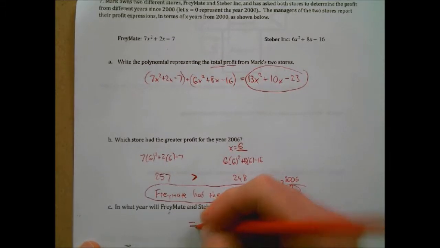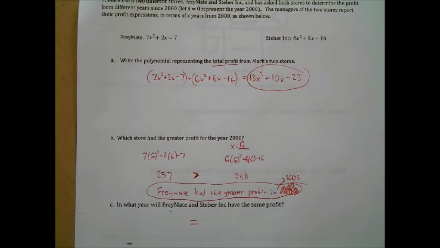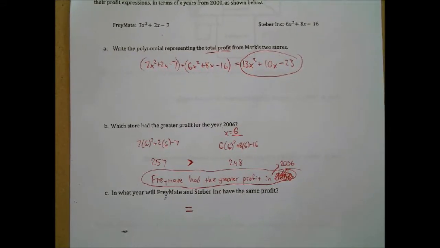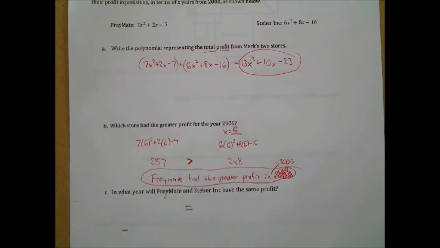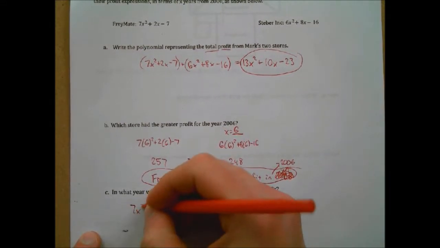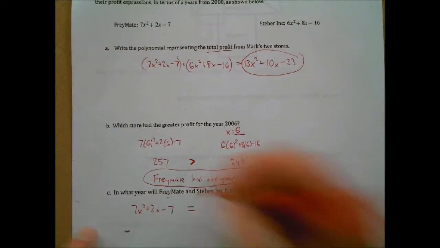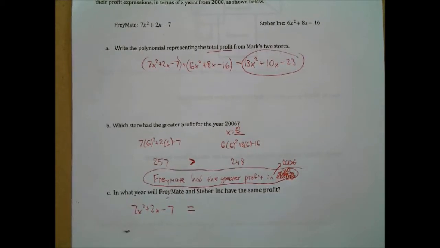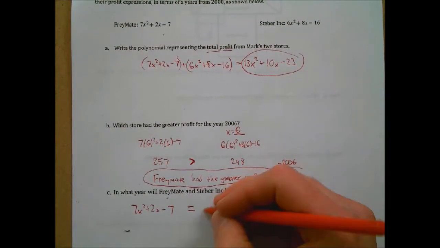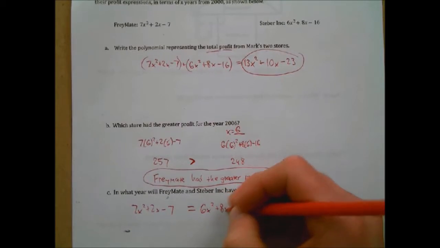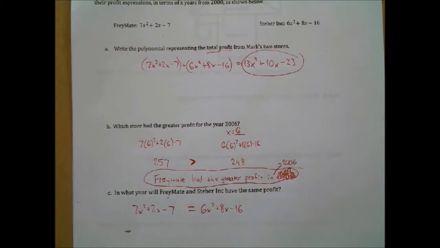What two things do we want to be equal? Yeah, we want Stieber Inc. and Frymate to be the same. Okay, so we'll say 7x squared plus 2x minus 7 is going to equal what? Stieber Company: 6x squared plus 8x minus 16. Okay, you set them equal.